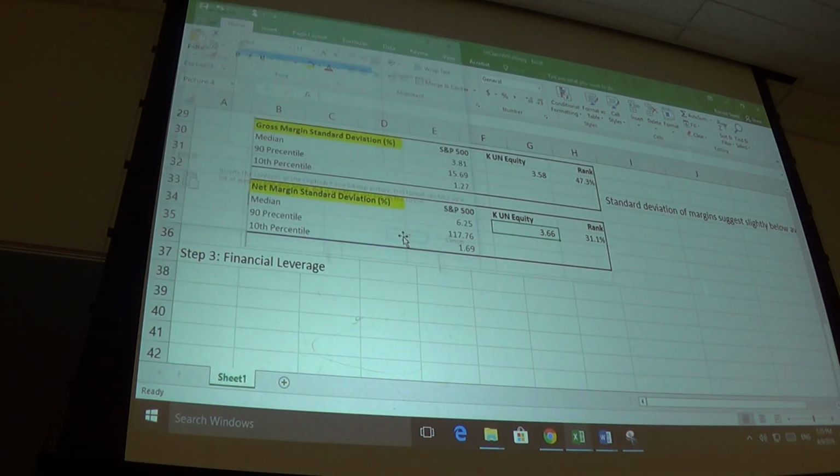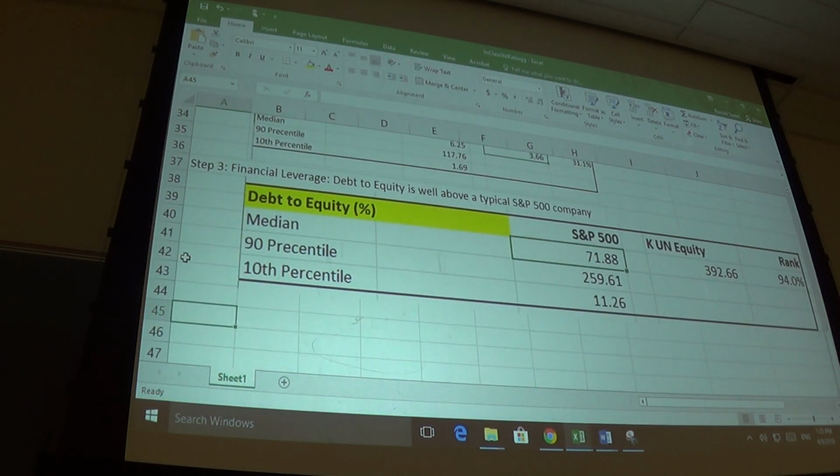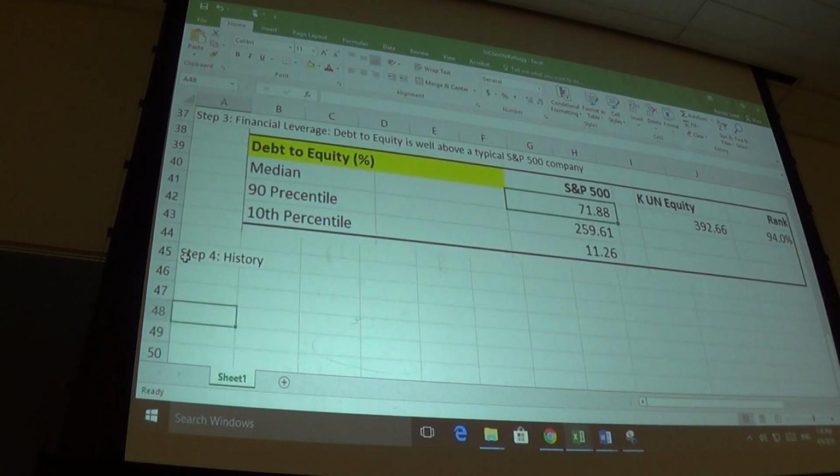Here you don't need much discussion, you just got to say debt to equity is well above a typical S&P 500 company. Equity is spelled with a Q, not with an 8. All right. Anybody remember step 4? That's the last one. Look at their history, right? So how do we do that?